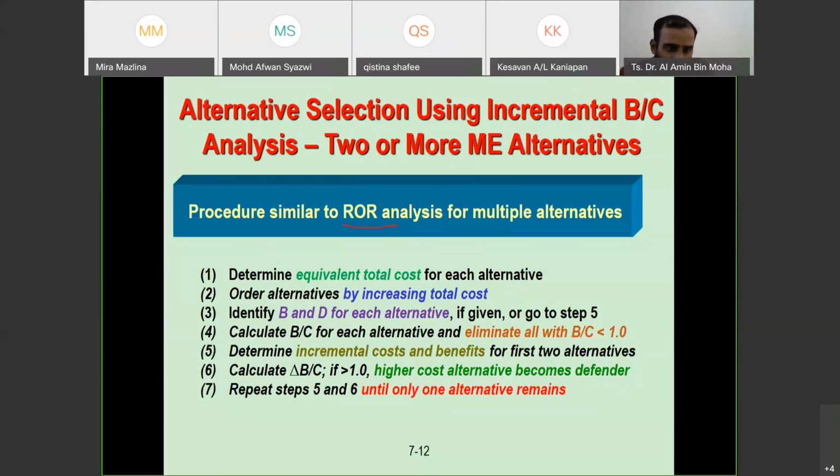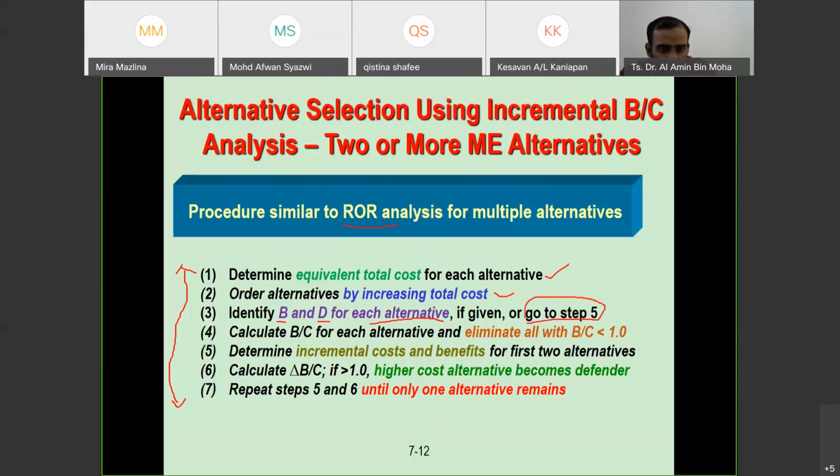It means that we have 7 steps, from 1 to 7. First, determine the equivalent total cost. We check the total cost. If we have more than one, equivalent means that we use the same unit, and then we compare. And then we rank them. We order the alternatives by increasing total cost, meaning from smaller to bigger. Then we identify the benefit and disbenefit for each alternative, if given. If it's not given, then you just go to step 5.